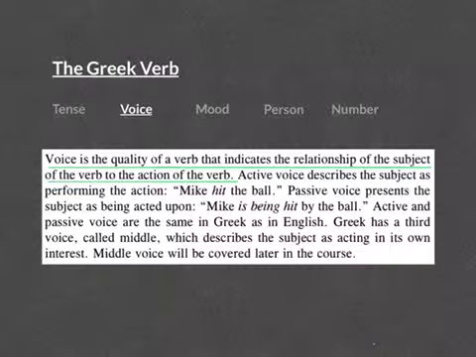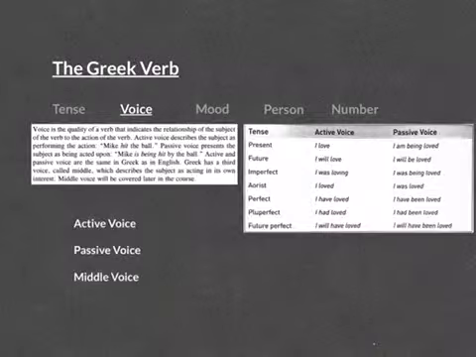The next part of the Greek verb is voice. Voice is the quality of a verb that indicates the relationship of the subject of the verb to the action of the verb. Voice is divided into three categories. You have the active voice, where the subject is acting on something, performing the action. Passive is where the subject is being acted upon.